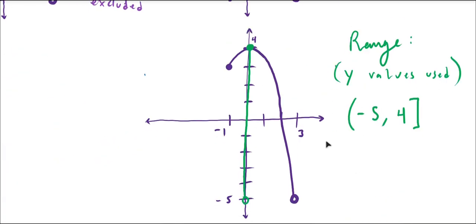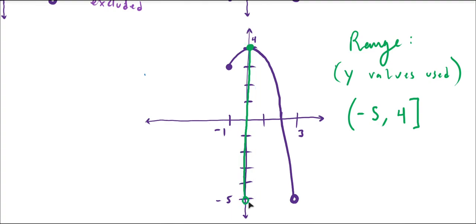The range goes somewhat similar. All of these are y values that get used. So we look at every point on this curve and we look left or right to decide which y values we're going to include. Now, we also need to include this crest point at 0, 4. The value 4 is a y value which is attained by the graph.